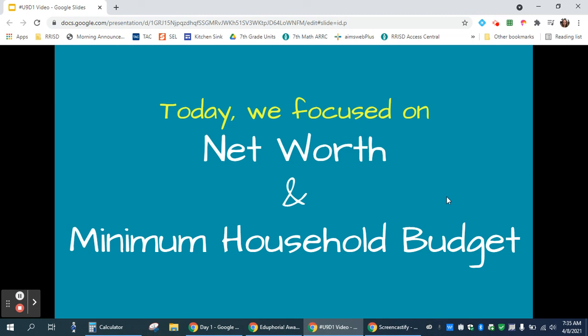So today we focused on net worth and minimum household budget. We learned the vocabulary asset, liability, and net worth, and we were able to determine how much somebody would need to make per hour for how many hours in order to balance their budget, depending on their lifestyle.